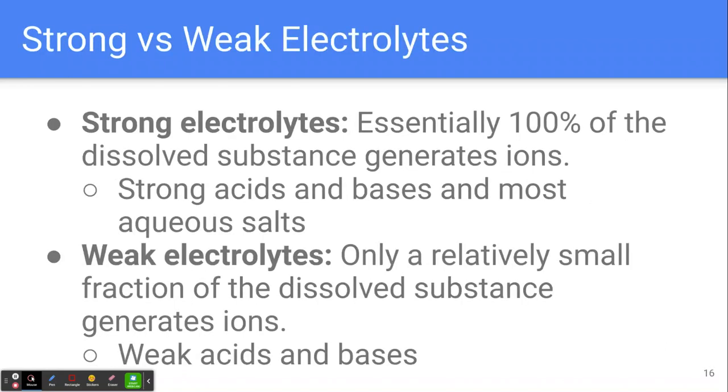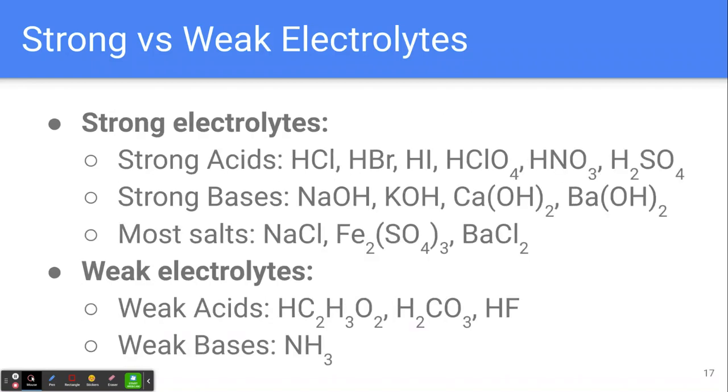So we've got electrolytes and we've got non-electrolytes. Within electrolytes, we've got two categories: strong electrolytes and weak electrolytes. For our strong electrolytes, essentially 100% of the dissolved substance generates ions, meaning they all completely break up. In order to be a strong electrolyte, you have to be a strong acid, a strong base, or most of our aqueous salts, meaning most of the salts that dissolve in water will be strong electrolytes. For our weak electrolytes, only a small fraction of the dissolved substance generates ions, and those will be weak acids and weak bases.